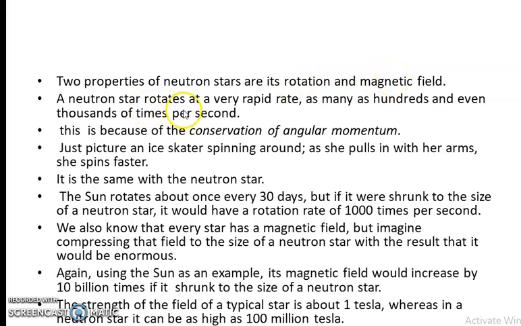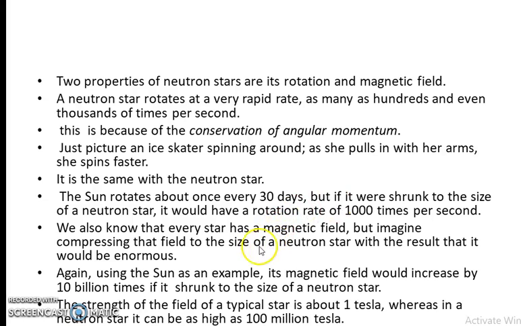A neutron star rotates at a very rapid rate, hundreds or thousands of times per second. That many rotations per second it executes. And this is because of the conservation of the angular momentum. Okay. So we know the sun rotates once in 30 days. But if its size is reduced to the size of a neutron star, its rotations should increase to the order of 1000 times per second, according to the conservation of angular momentum. So if the size decreases, the rotation speed must increase. So that is the conservation of angular momentum here.